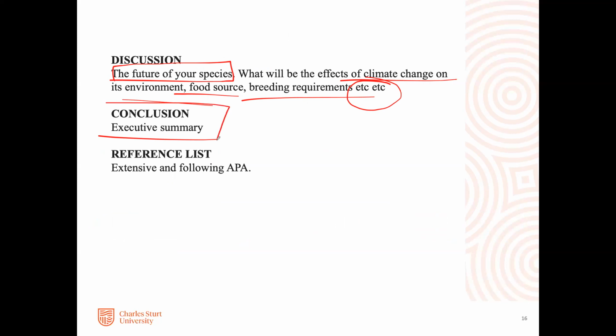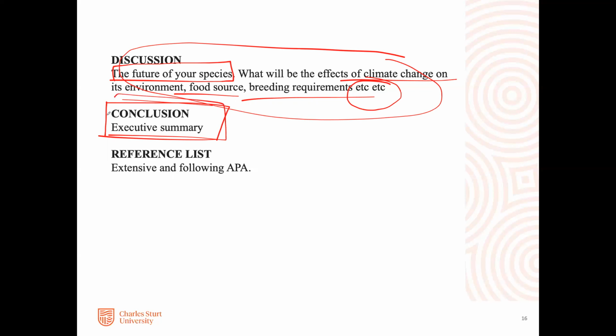Often when I read a research article, I'll read the abstract, which is important, a really good synopsis of the study in just a few words. But I think the conclusion has all the guts to it. So this is your discussion. These are all the things that are impacting. So what's going to happen? What will happen to your species?